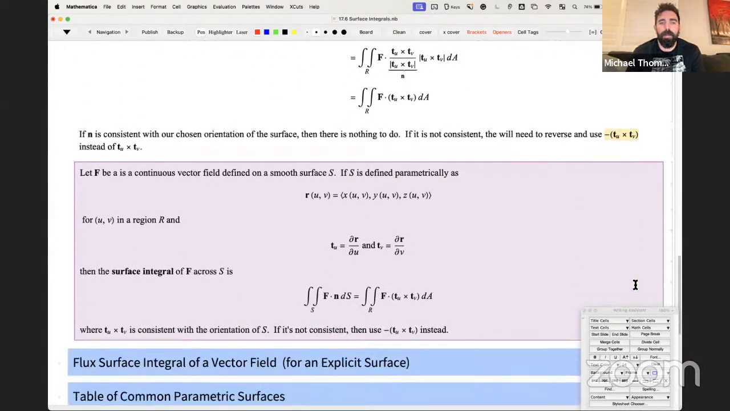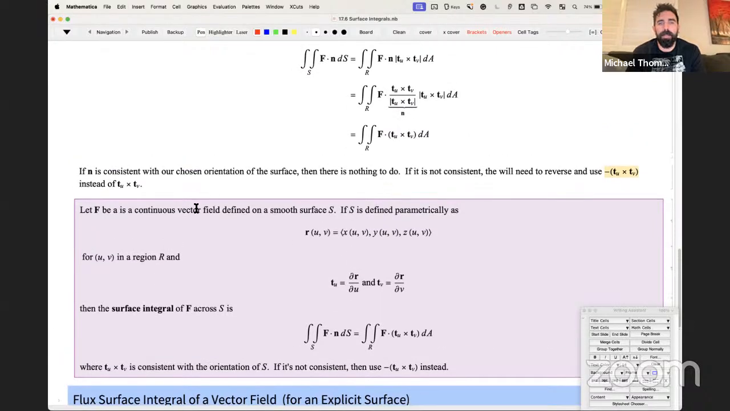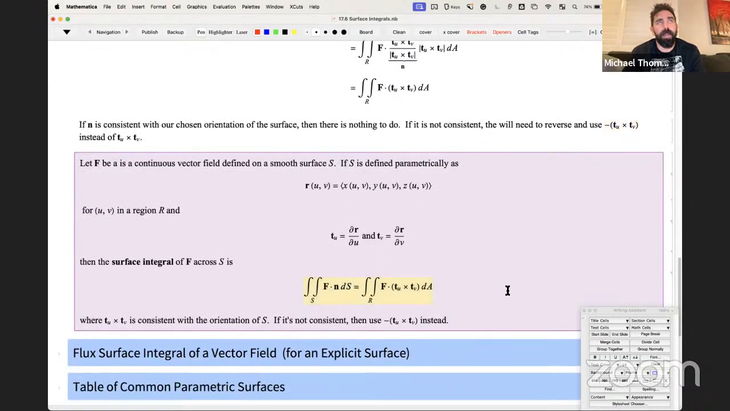Okay, that summarizes everything I talked about above. This is the setup for evaluating these surface integrals of vector fields over parametrically defined surfaces.